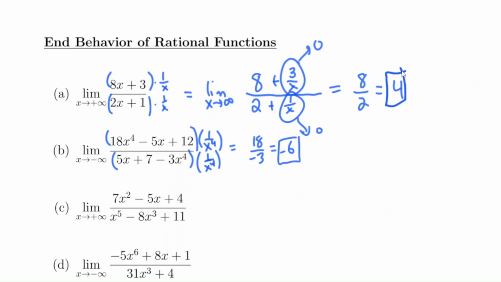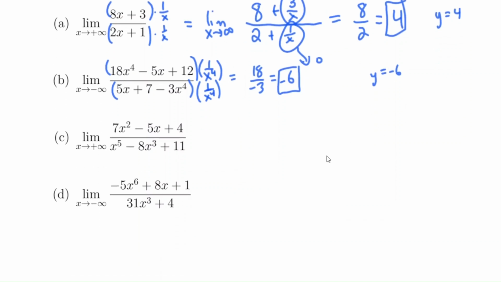If you try to look at My Math Lab and say, help me solve this, or view an example, it probably shows you this long way. But if the degree is the same on the top as the bottom, it's really easy. Just look at those leading coefficients. Okay, 8 over 2. Okay, 4. So the horizontal asymptote here would be y equals 4. Horizontal asymptote would be y equals -6 there. Okay. Now, what about these examples right here?